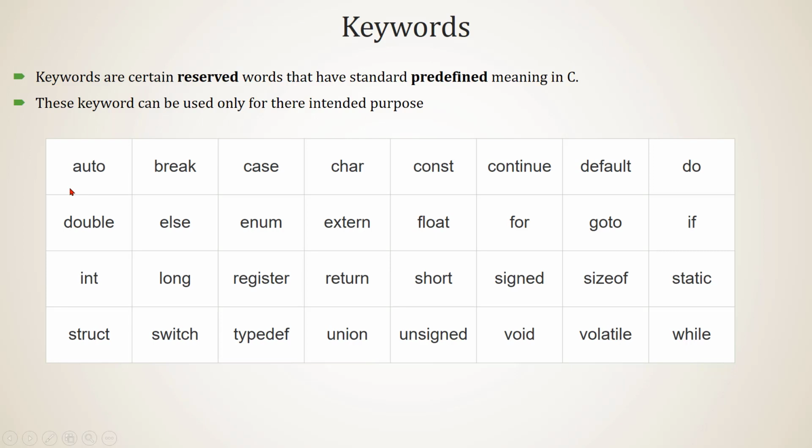So I hope you understood keywords. In the English language we have a large collection of words which already have a meaning. Those are predefined, those are already defined. Similarly, in C language also we have some reserved words or predefined words. Here in C language we have only 32 reserved words. Those reserved words are called keywords.